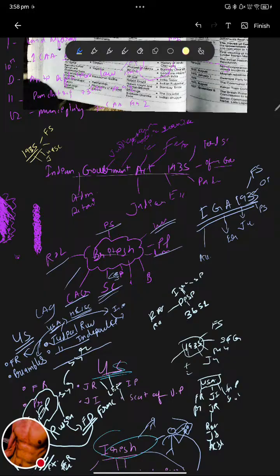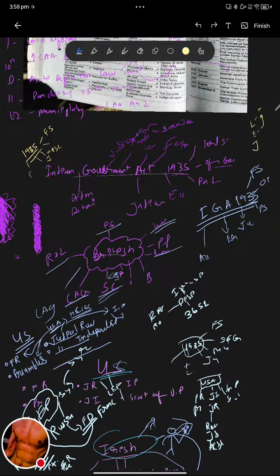Then your judiciary. There are three things: legislative, executive, and judiciary. Legislative are the ones who make the law. Executives execute this law towards the nation's well-being. Judiciary is the one who monitors these laws. So in 1935, we got judiciary from here.